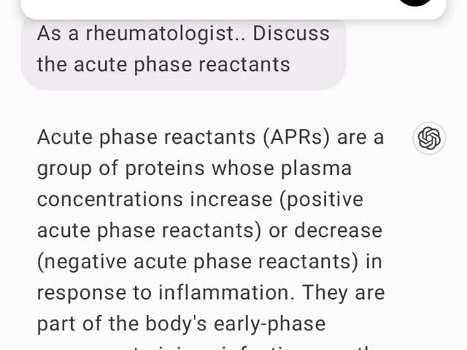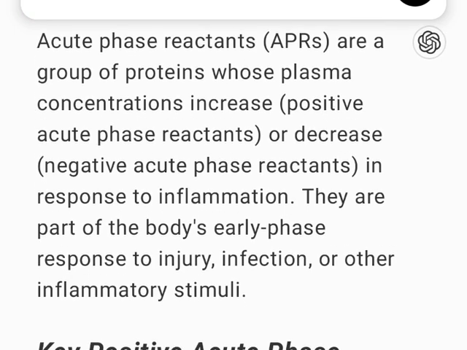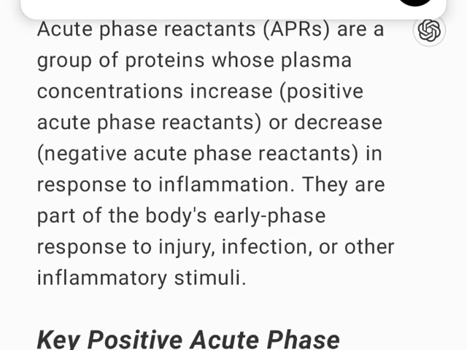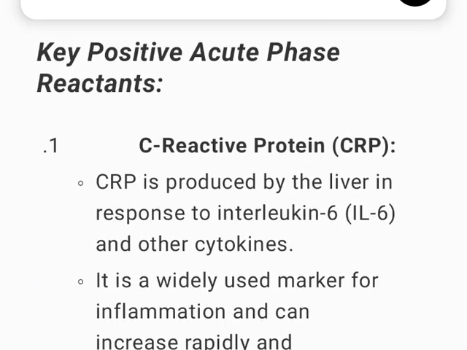Acute phase reactants, APRs, are a group of proteins whose plasma concentrations increase (positive acute phase reactants) or decrease (negative acute phase reactants) in response to inflammation. They are part of the body's early phase response to injury, infection, or other inflammatory stimuli. Key positive acute phase reactants.